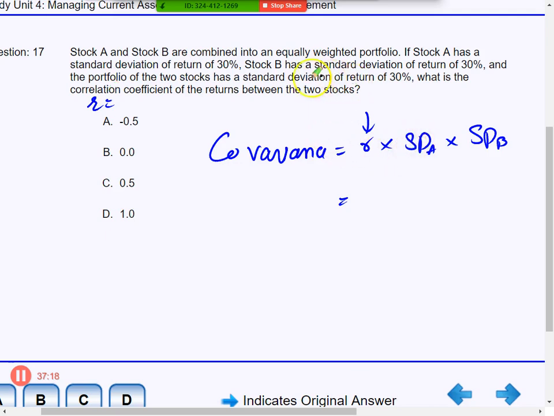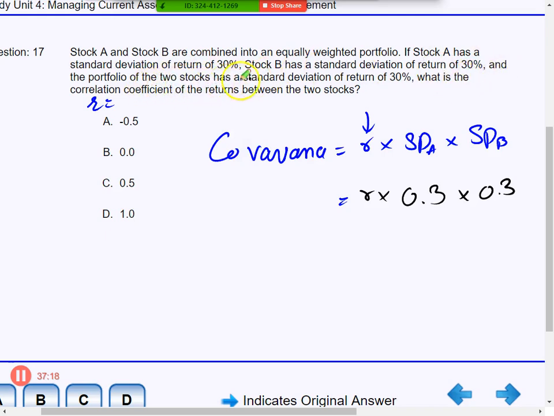So let us plug in what we have so far. We have the standard deviation of A that is given as 30%. If 30% is converted, it's 0.30. R is there as well. Standard deviation of B is already given as 30, that is given as 0.30. Now what do we have? Do we have covariance? Read this information again.